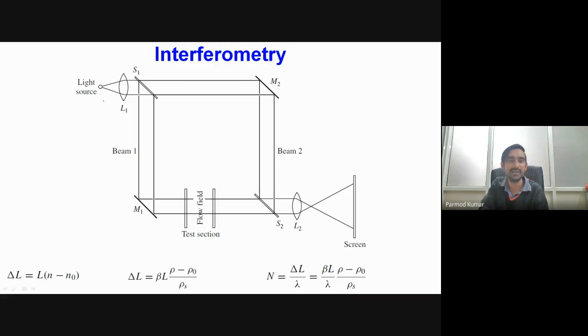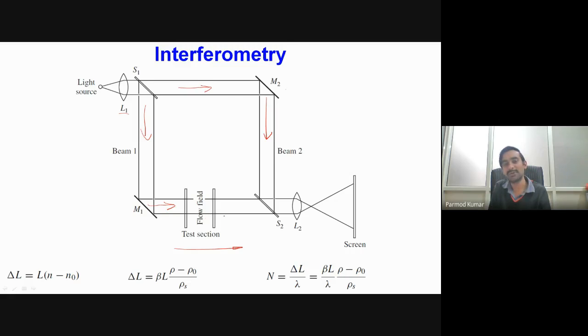In the case of interferometry, we have a light source which passes through this lens L1. Then we have some splitter S1. This splitter equally distributes the light beam into two different paths. For example, beam 1 goes in this particular direction and beam 2 goes in this direction. Then we have a mirror over here, which directs the light in the downward direction. Once again, we have a mirror which directs this light along this particular direction. In the path of beam 1, we have placed our flow field.